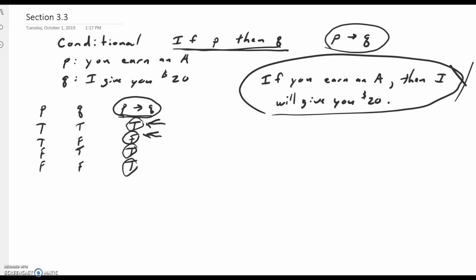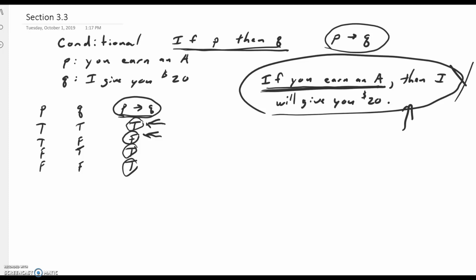So far, people have very little trouble with this. They think to themselves that this makes sense and everything's fine. But down here towards the bottom of this truth table, it gets a little weird. So what if P is false and Q is true? In other words, you didn't get an A, but I gave you $20. The question is, did I break this promise? And the answer is, I could not possibly have broken the promise because the condition that my promise was based on did not happen. You didn't earn an A.